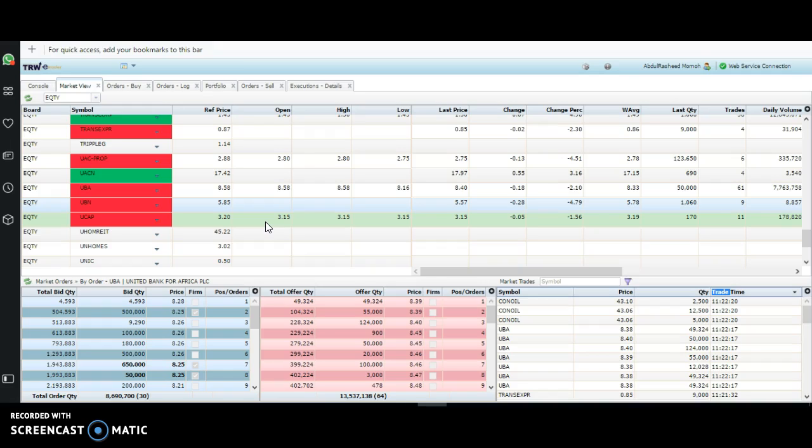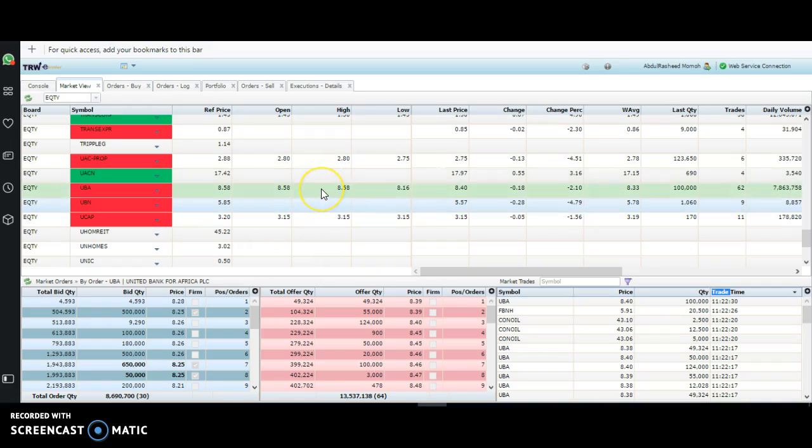Today, we're happy to announce that the Folio can now trade the debt market on the Nigerian Stock Exchange. I will run you through an example of such a trade.